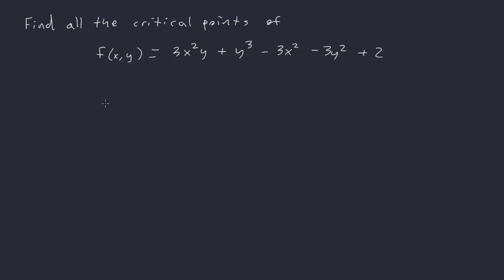All right, let's look at this next example. We want to find all the critical points of the surface f of xy equals 3x squared y plus y cubed minus 3x squared minus 3y squared plus 2. All right, so the first step is what it's always been when we try and find critical points. We set the gradient equal to 0.